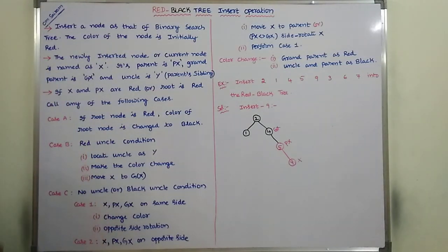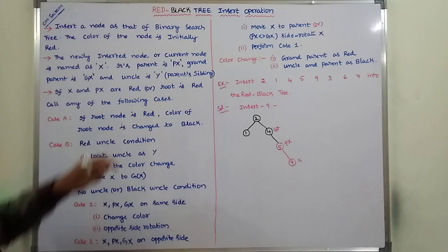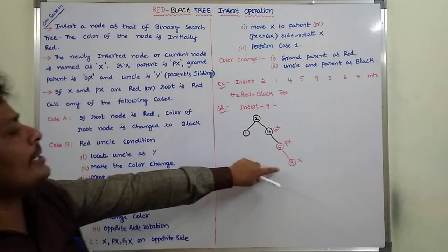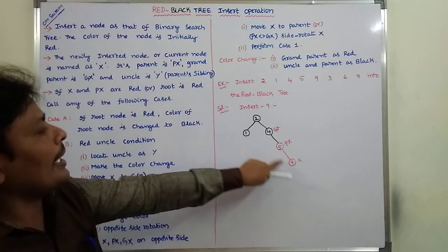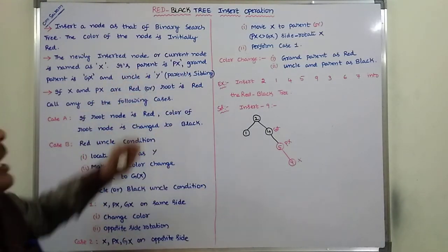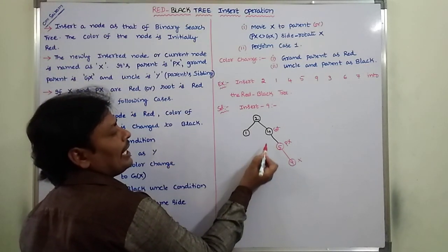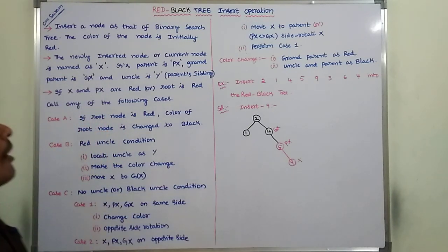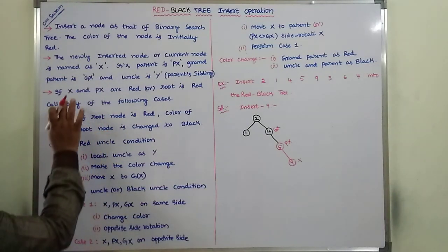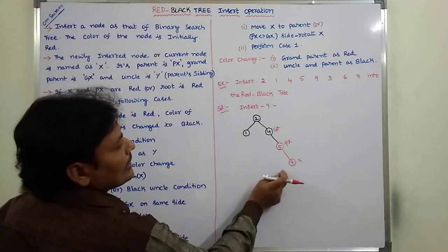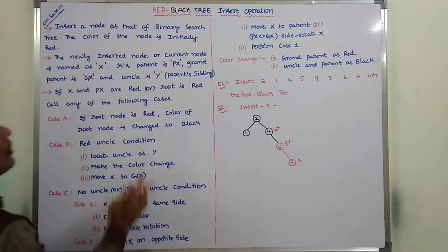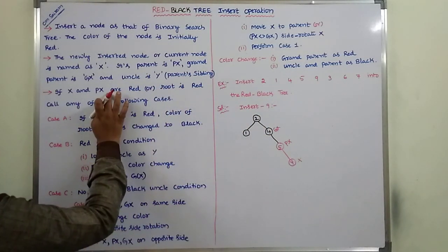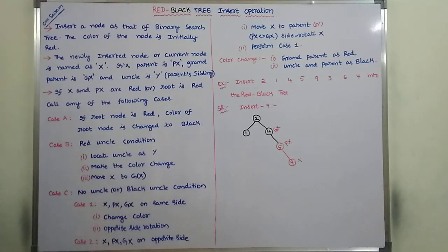Okay. Now we have to check this condition. The newly inserted node, or current node, is X. Its parent is Px. Its grandparent is Gx. And the uncle, here the uncle is not there; the parent's sibling is not there. Next, go to this step. If X and Px are red, here X and Px are red nodes. Or root is red; root is not red. So this is true, that is false. True or false is nothing but true.